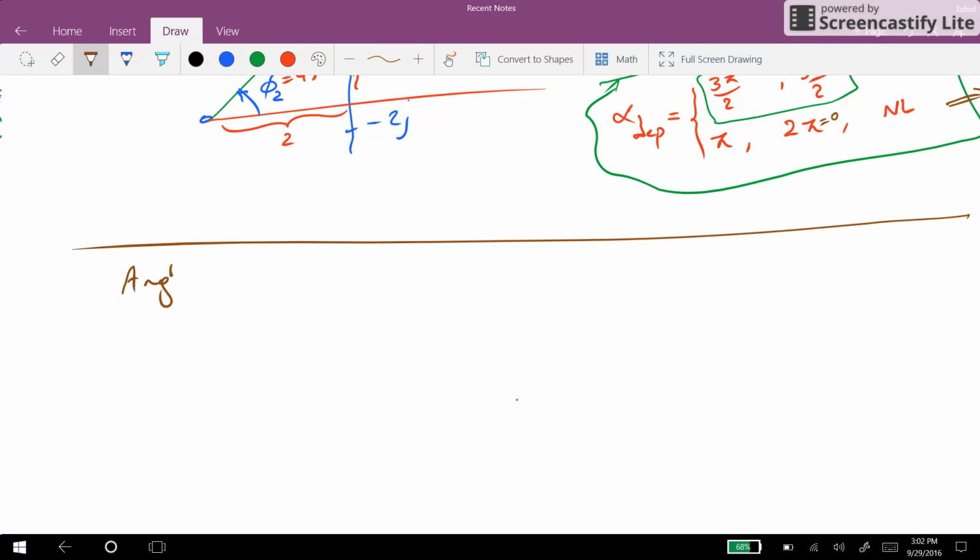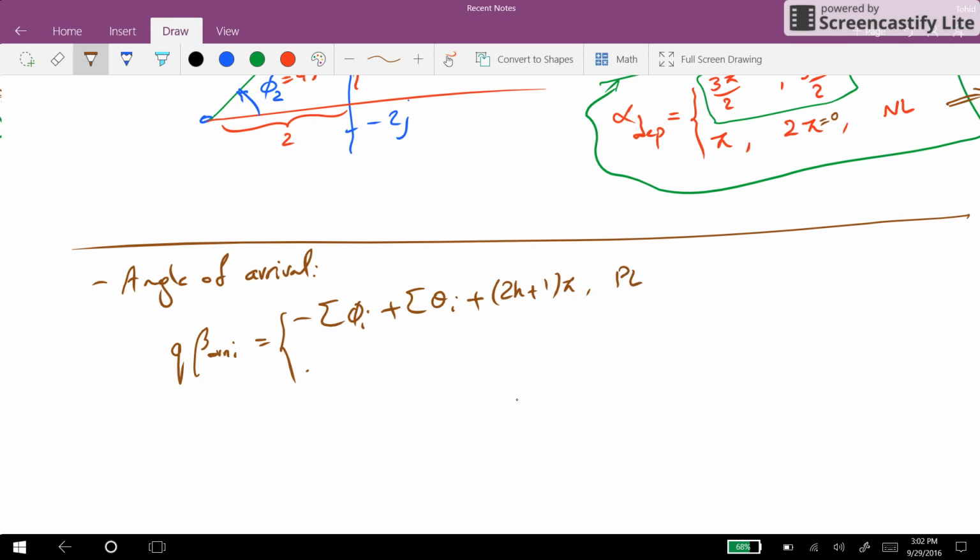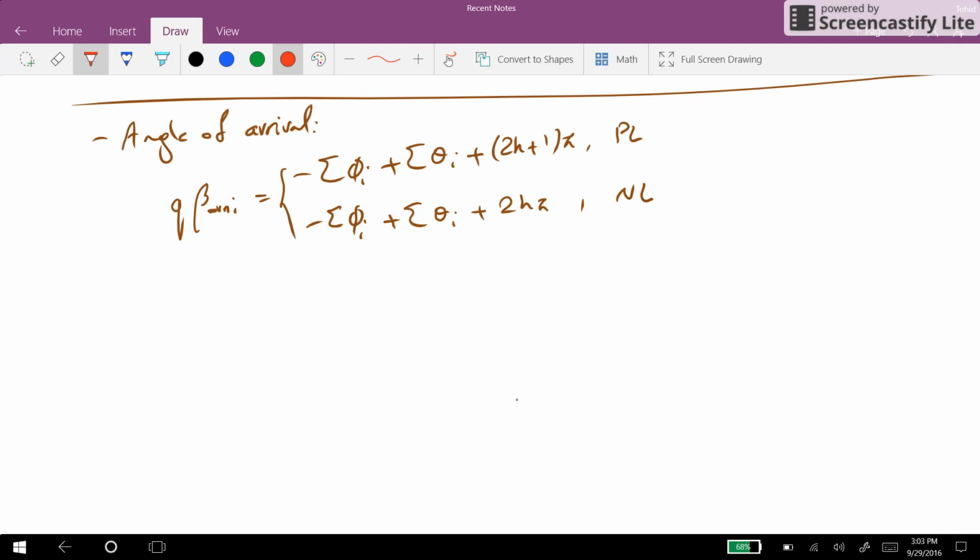So angle of arrival, and we have q times beta arrival equal to minus sum of phi i's plus sum of theta i's plus 2h plus 1 times pi for the positive locus, and minus sum of phi i's plus sum of theta i's plus 2h pi for the negative locus. And let's see how we can find out the value for phi i's and theta i's. We have two poles here at the origin, one pole at minus 2, and two zeros at minus 2 plus 2j and minus 2 minus 2j.